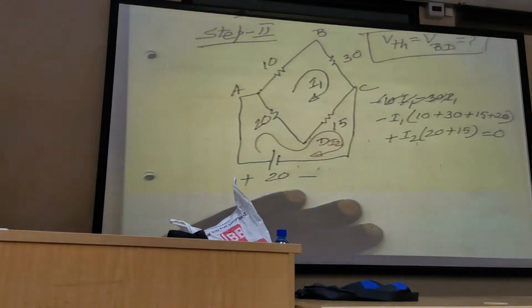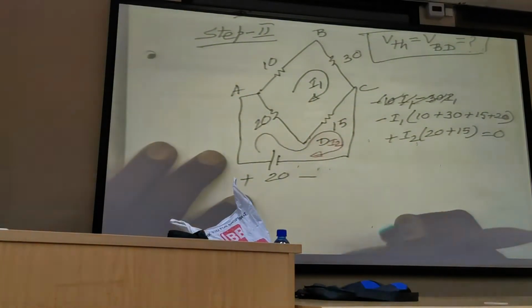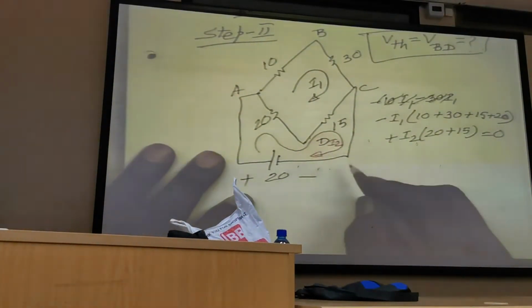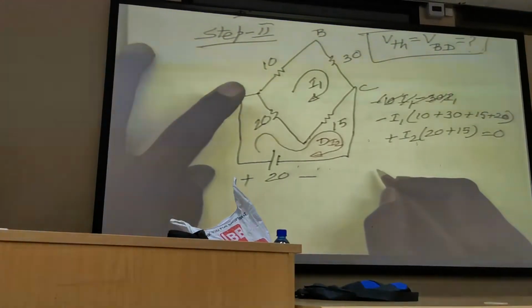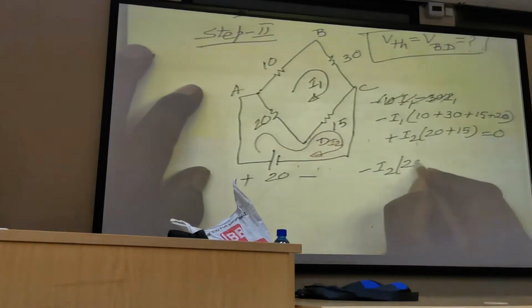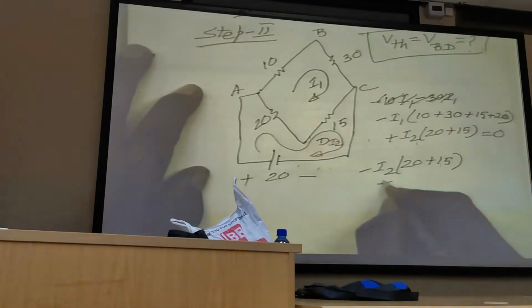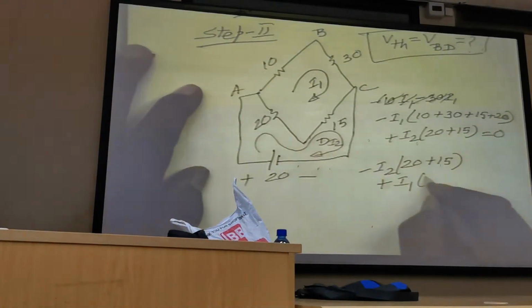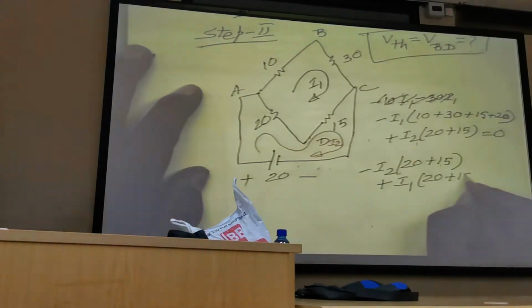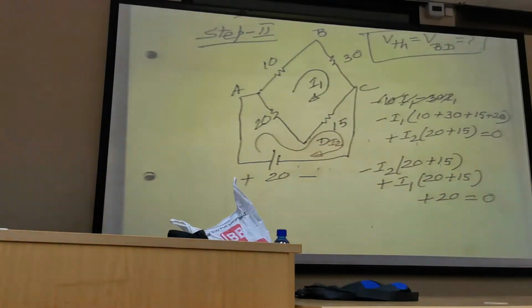So what is equation 2? We are starting from here, right? So again, that is a drop: minus I2 times 20 plus 15, plus I1 times 20 plus 15, plus 20 equal to 0. There are a lot of questions, I guess.